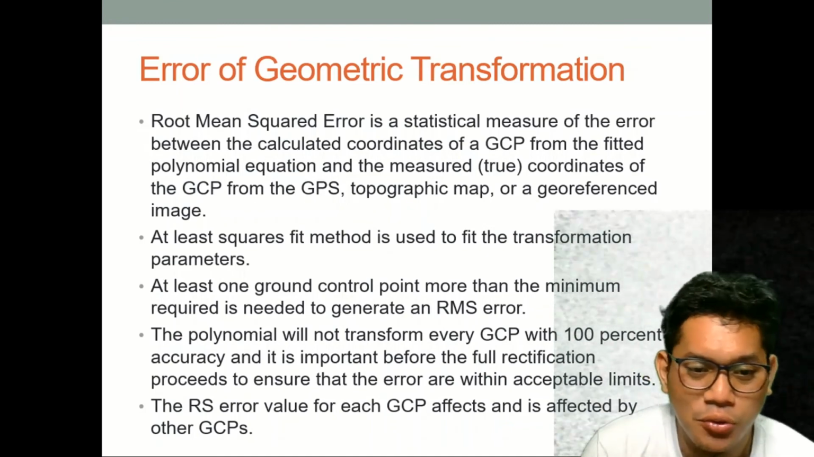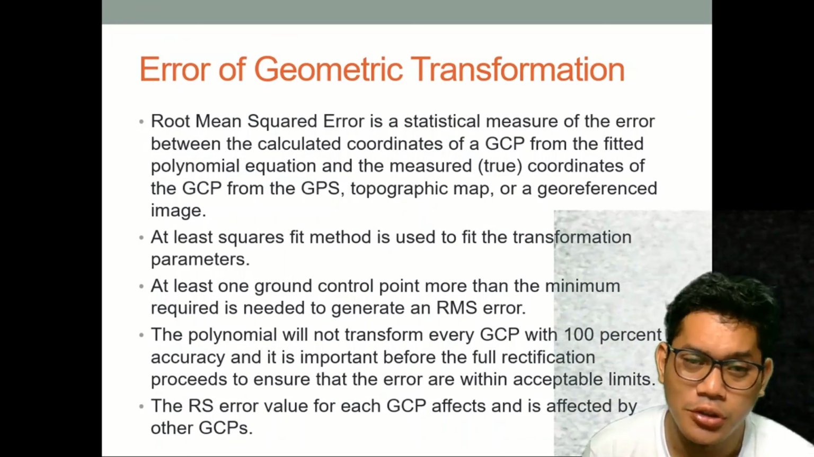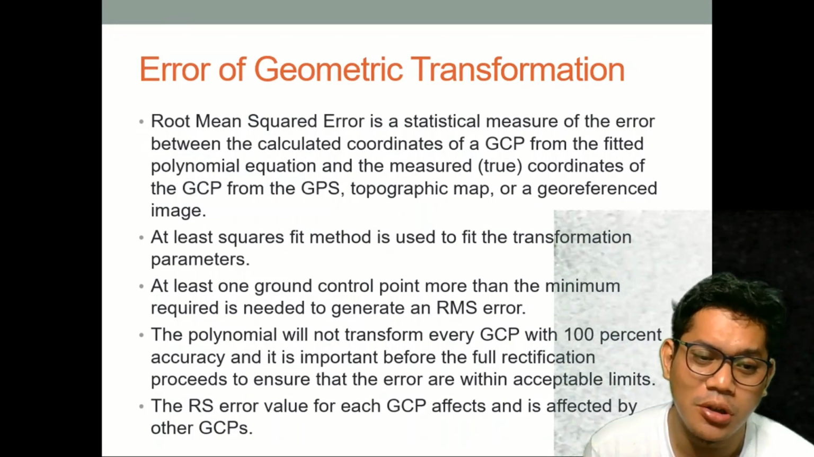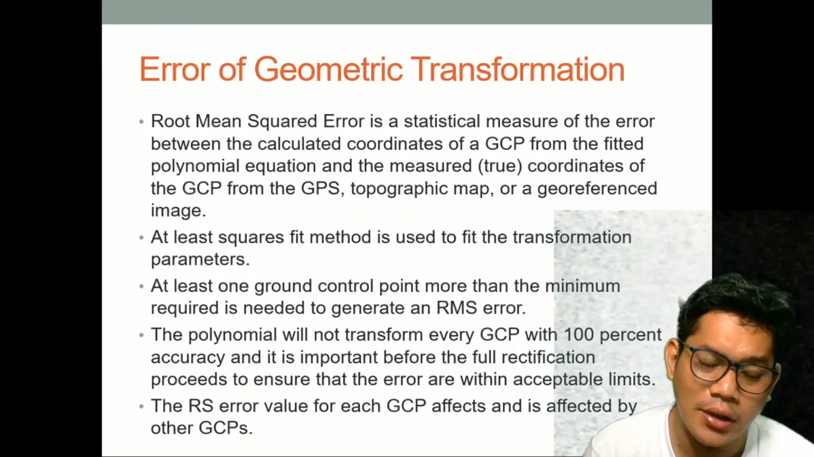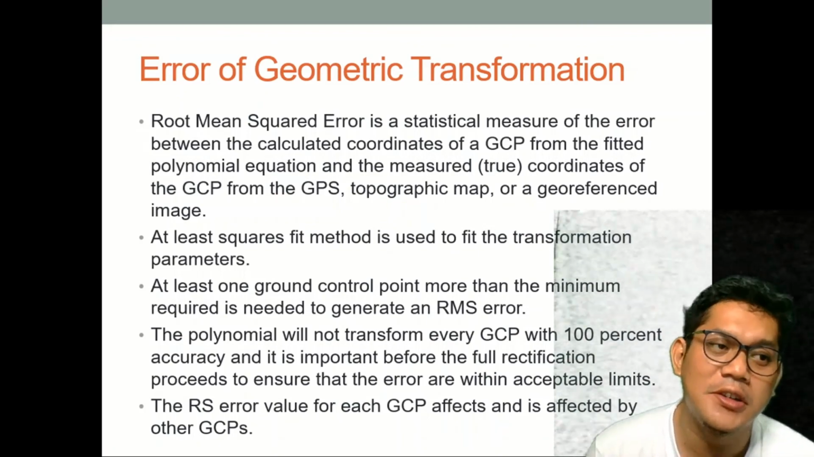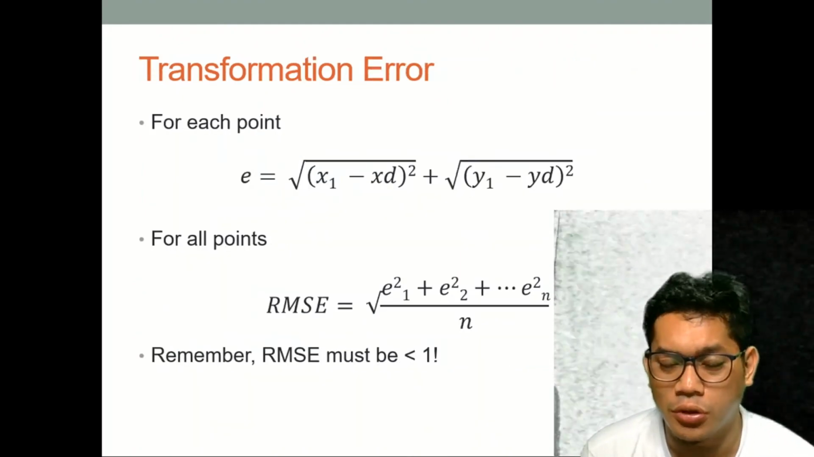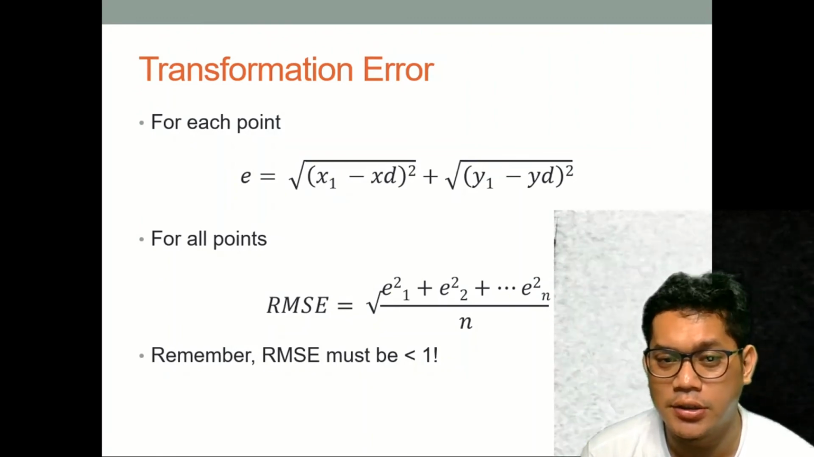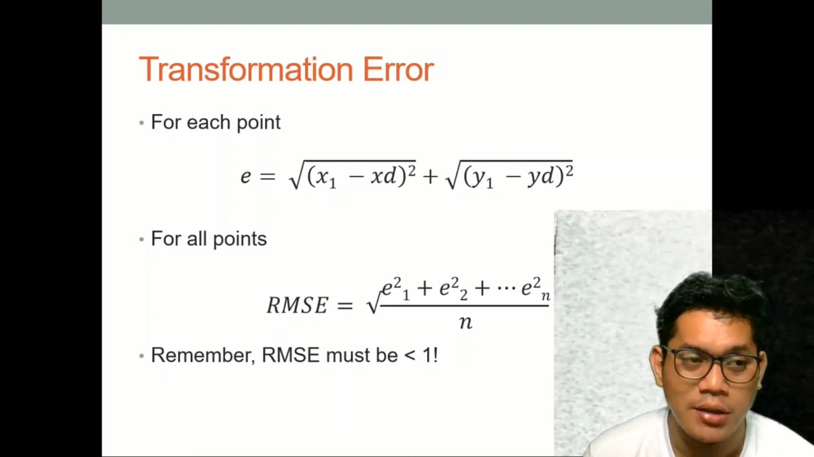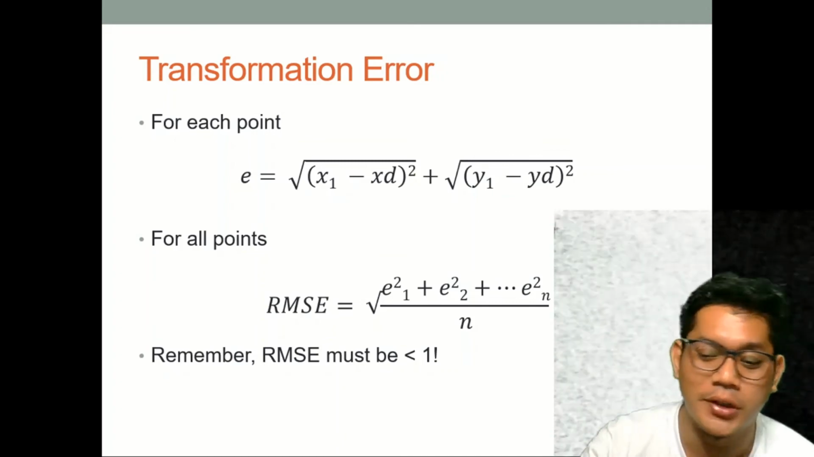Okay, and the root mean square error value for each GCP will affect and is affected by other GCPs. So it's very important to ensure that all the GCPs are in the correct order and widely distributed, because if any GCPs are wrongly pointed, even 1 or 2, it will increase the probability of having a higher error. So how to calculate the transformation error? These are the formulas. And remember, the root mean square error must be below 1. It must be 0 point something. If you have more than 1, then you have to redo it all over again.